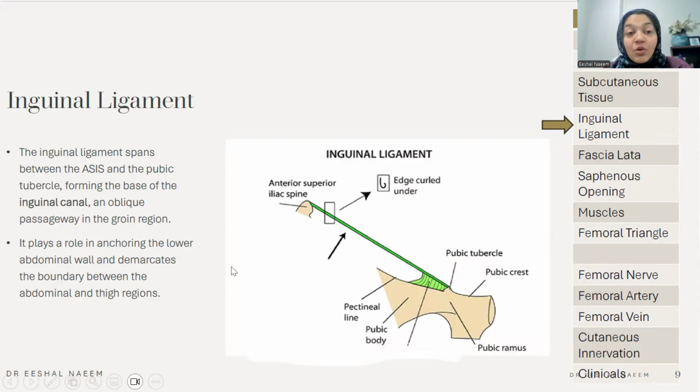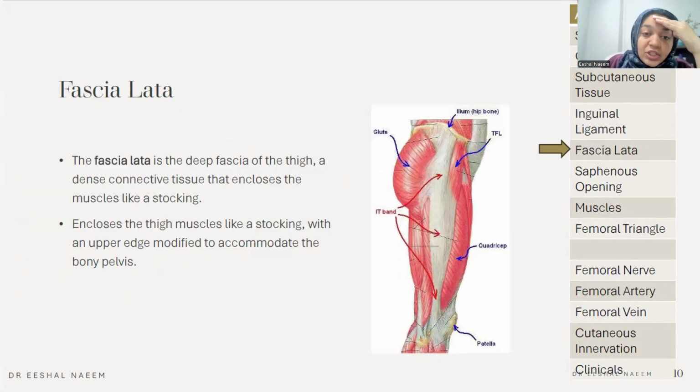This inguinal ligament plays a role in anchoring the lower abdominal wall and demarcates the boundary between the abdominal and thigh regions. The fascia lata is a very important component of the anterior thigh. It's a deep fascia of the thigh, a dense connective tissue.